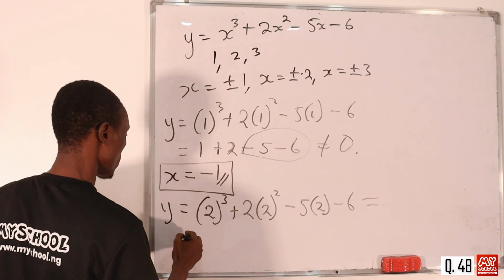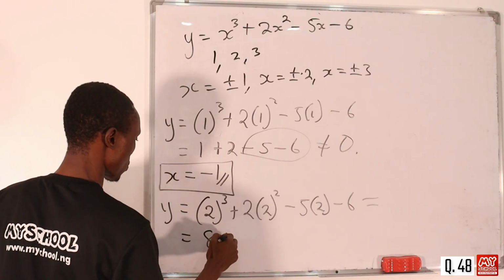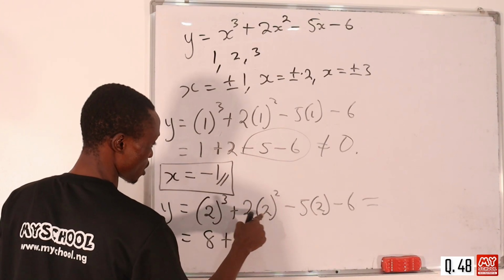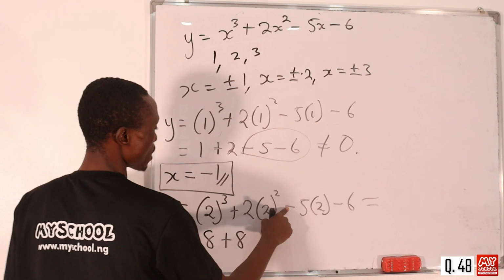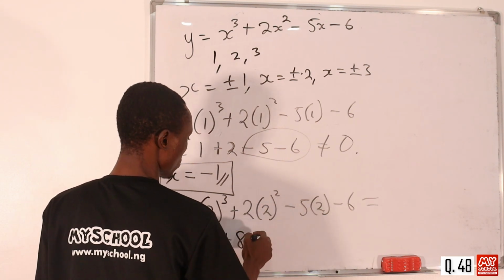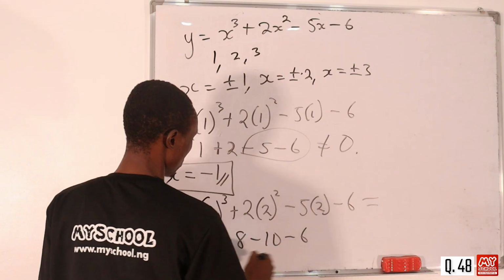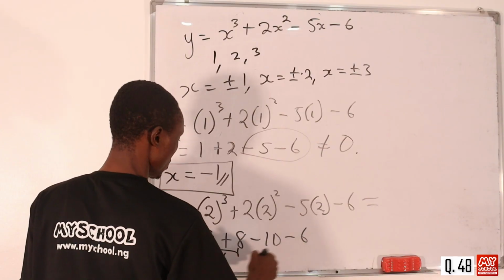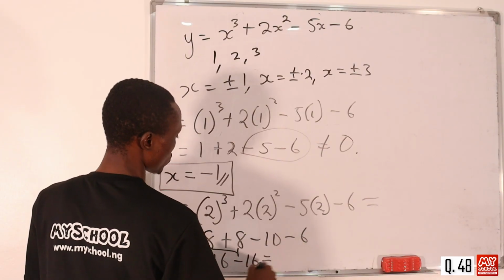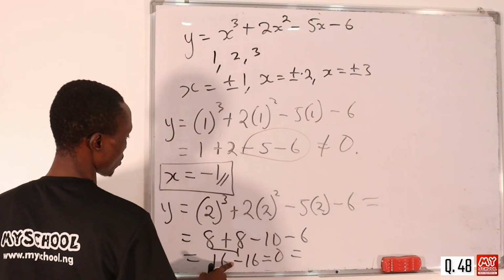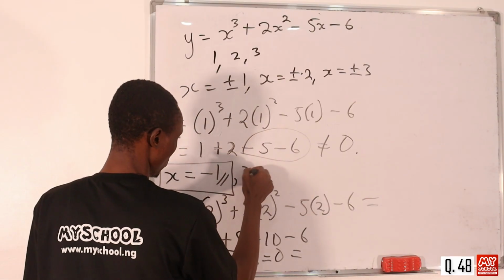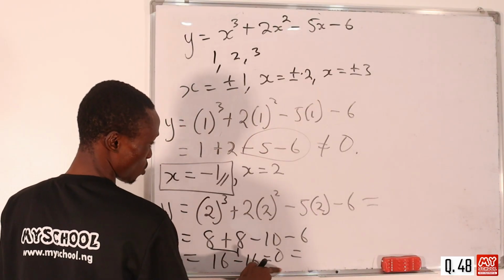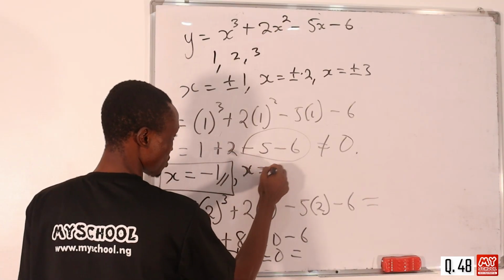Okay, so here 2 raised to power 3 is 8, then plus 2 raised to power 2 is 4, and 2 times 4 is 8. Then here, minus 5 times 2, that will give us minus 10, then minus 6. So these two already is equals to 16. Then minus 10 is also equals to 16. So 16 minus 16 is 0. So that means the value of x is equals to 2, because when we substituted into the original equation it is equals to 0. So that means one of the values of x is equals to 2.